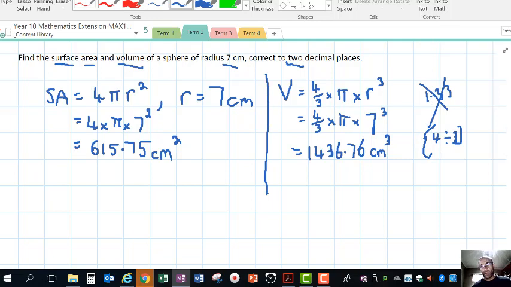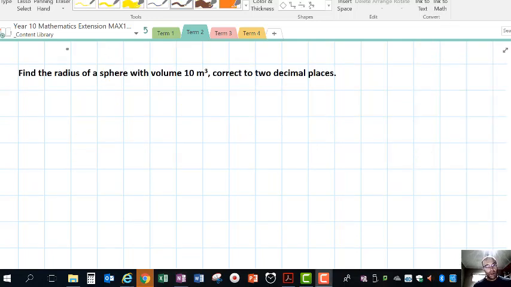Let's do one last one. This one's a more interesting question. We're given the volume and we have to find the radius of a sphere. So write your formula down. So the volume, which is equal to 10, which equals 4/3 times pi times r cubed, where we're looking for r.